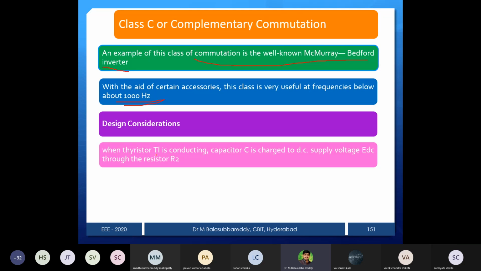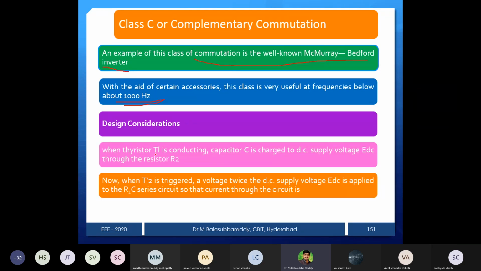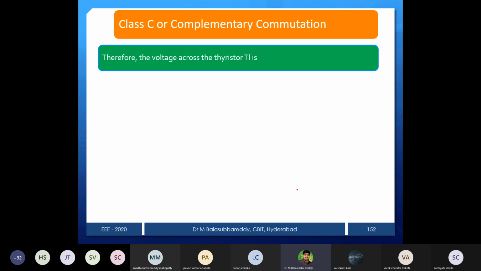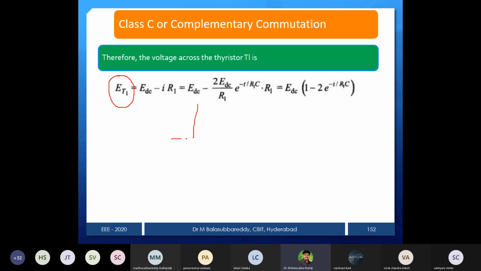We used only C here as a capacitor. Now we have to design the capacitor C. That means C is charged to VDC through R1. Then we will write the voltage equation, and that will be I is equal to VDC by R1 into e power minus t by RC, where R means R1. And now the voltage across thyristor T1, I can write VT1 is nothing but, see the circuit is like this, no?